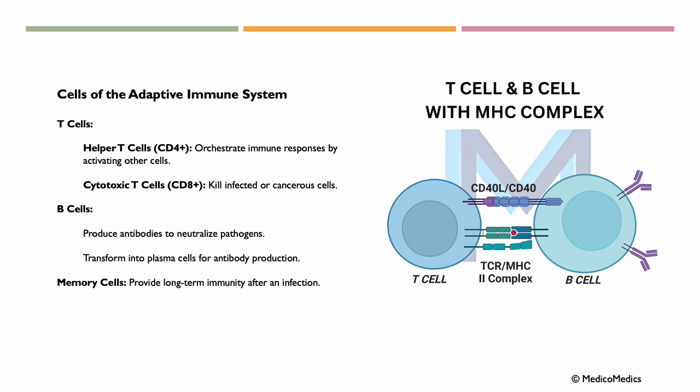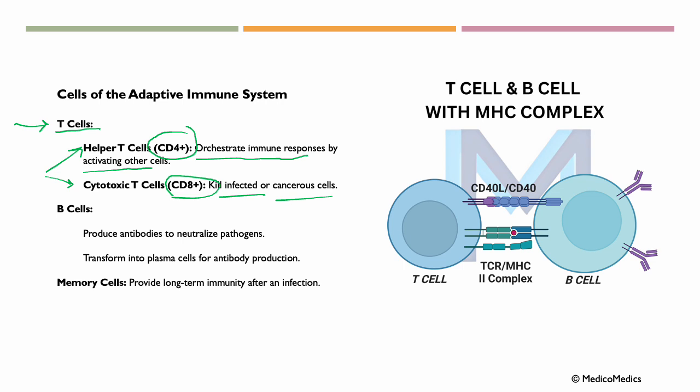Now, what about the cells of the adaptive immune system? As mentioned, we have the T cells, and they are divided into helper T cells, also noted as CD4+. These orchestrate immune responses by activating other cells. And we have cytotoxic T cells, written out as CD8+. These kill infected or cancerous cells.